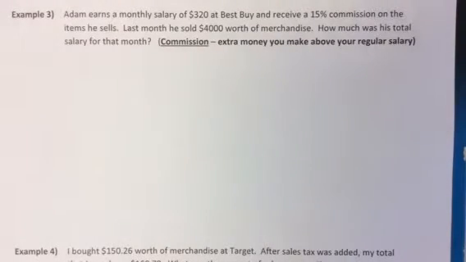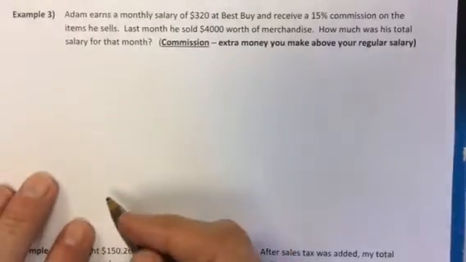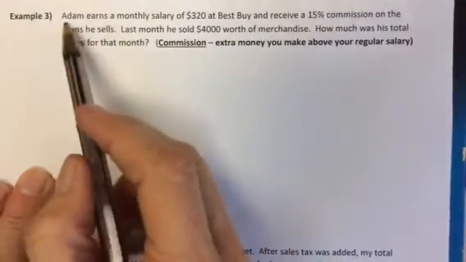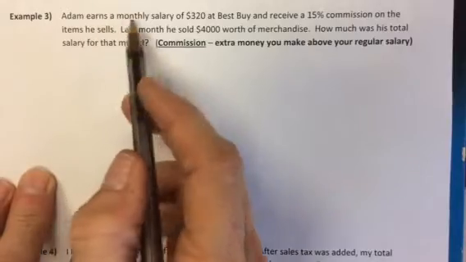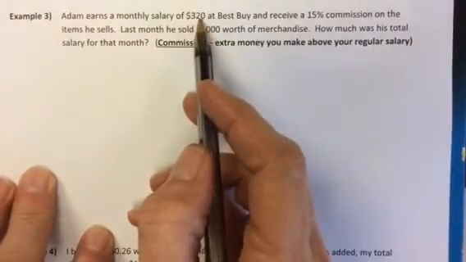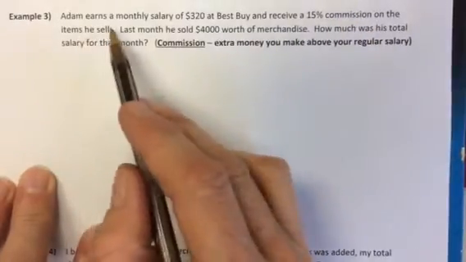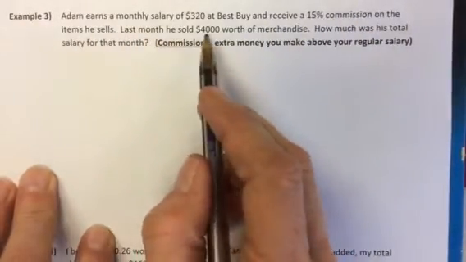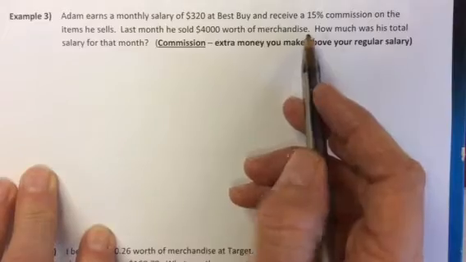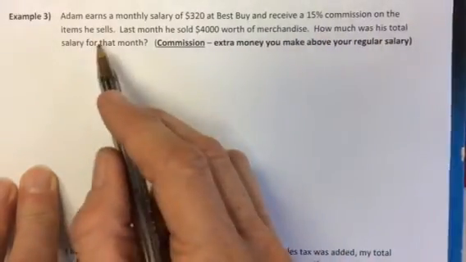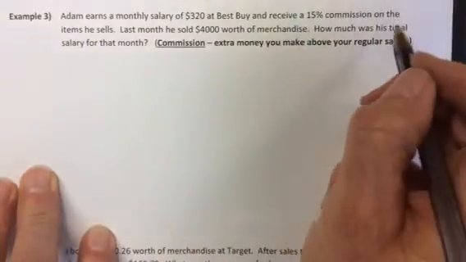All right, so our other two examples, which I didn't have last night when I made this. So example 3, okay, we've got Adam earns a monthly salary of $320 at Best Buy and receives a 15% commission on the items he sells. Last month he sold $4,000 worth of merchandise. How much was his total salary for that month?